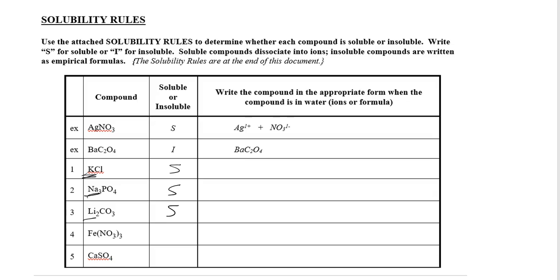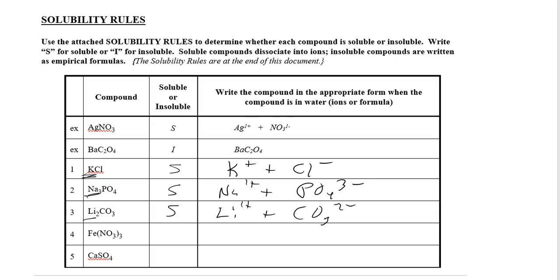And so they're always going to dissociate into ions: potassium and chloride, sodium and phosphate, lithium and carbonate. You could have done it by the rules as well.